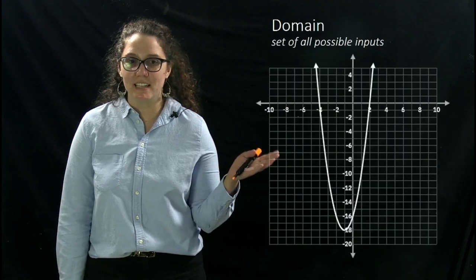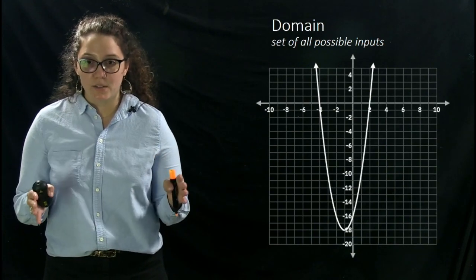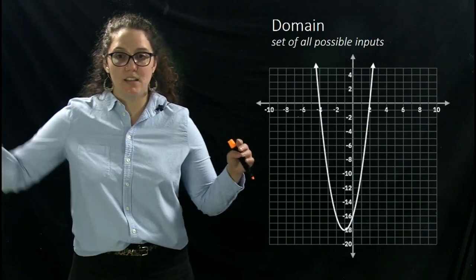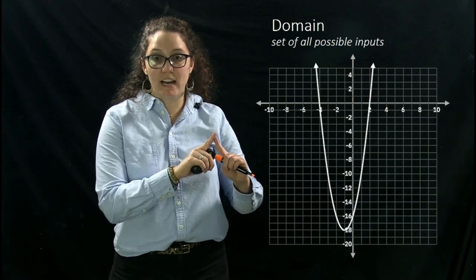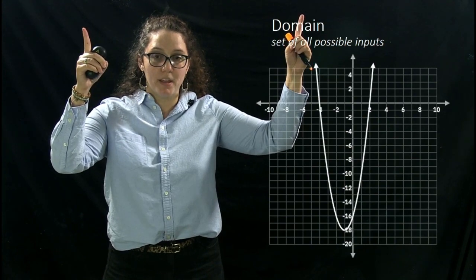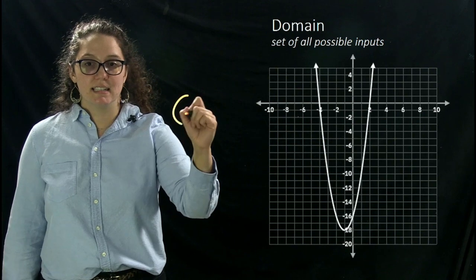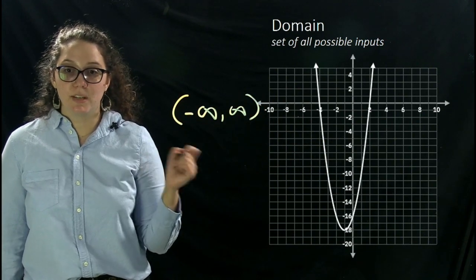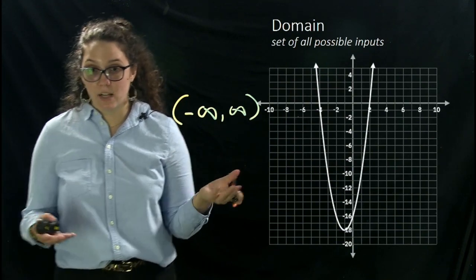So for domain, it's your set of all possible inputs. Your job is to tell me what x values are possible to have on this parabola. When we look here, we see that our parabola extends all the way from negative infinity to positive infinity. That's not because your axis extends that way. It's because as your parabola continues to extend up and up and up in both directions, your x values continue to extend as well. So the way we would write this is negative infinity to positive infinity. Use soft brackets because you can't actually reach negative infinity or positive infinity, so soft brackets tell us that.